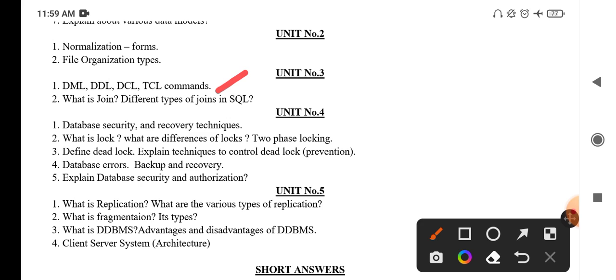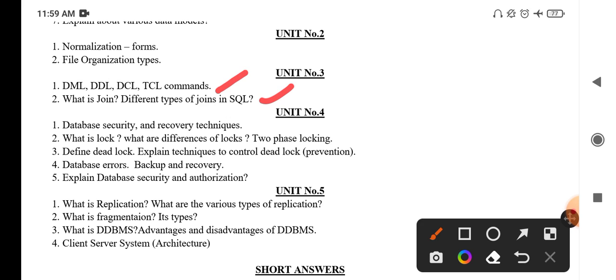So whatever commands you are going to learn, for all these commands just explain the definitions, and directly you can go for the examples. So next question, when it comes to unit 3, the next question is: what is a join? You know what is the meaning of join? A join is used to combine two or more tables into a single table. So that is the concept of join.